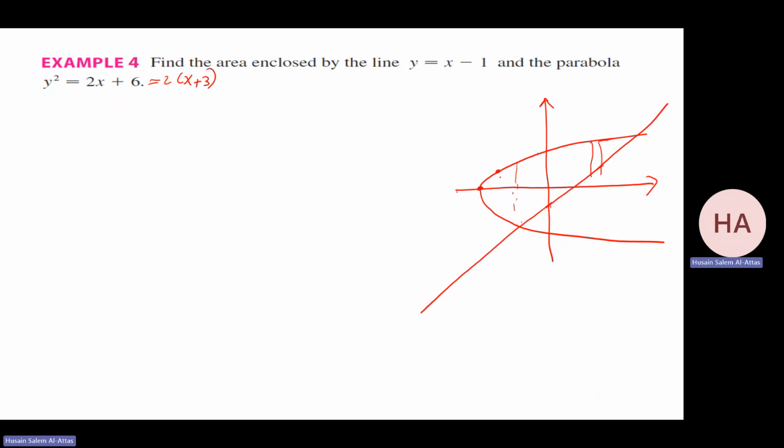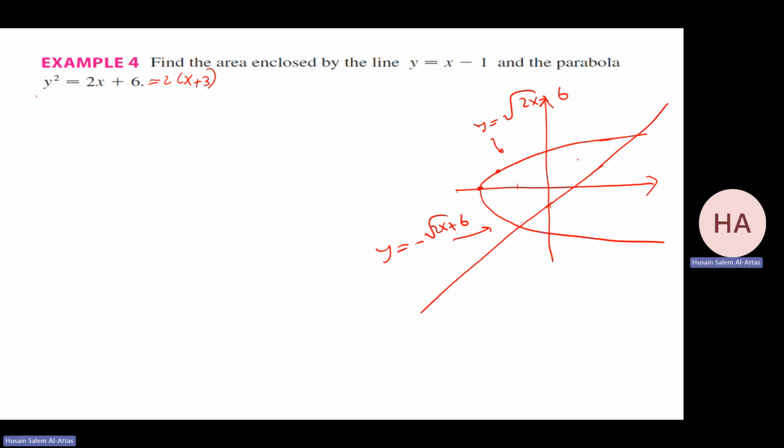In this part, I need to split the function into two parts, where y is plus or minus square root of 2x plus 6. So here I have y equal square root of 2x plus 6. Here I have y equal minus square root of 2x plus 6. I need to consider this, because now I have two different areas. I need to split the area into two parts. This is one part, and this is another part.